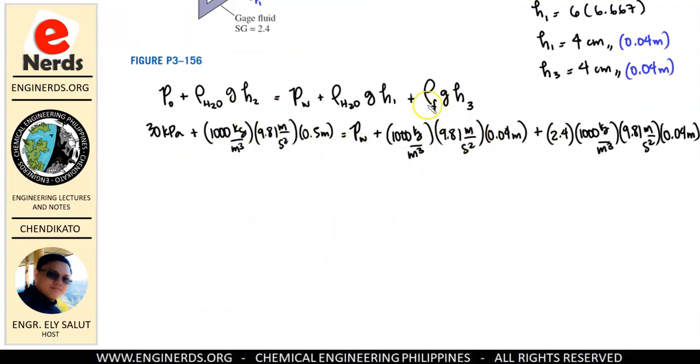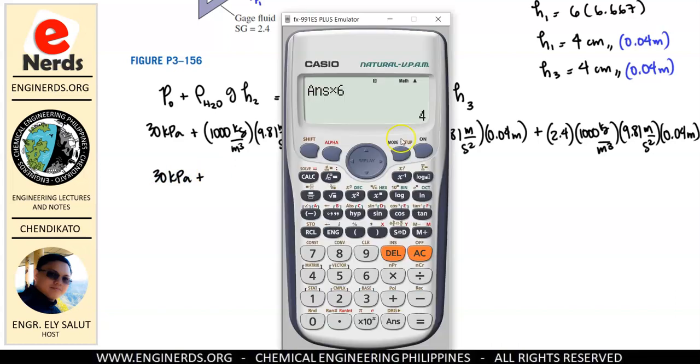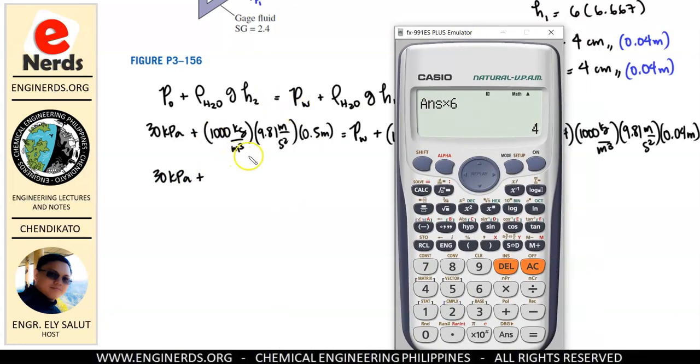Solve na natin per term. So we have here 30 kilopascal plus, unahin na natin yan. Okay, so I will show you by calculating per term para mas maging malinaw. Kasi pag kinalculate ko ng diretso, baka hindi maintindihan kaagad, no? Malito kayo dahil sa dami ng numbers and units. So let me do it per term. So we have 1000 times 9.81 times 0.5. So 4,905.